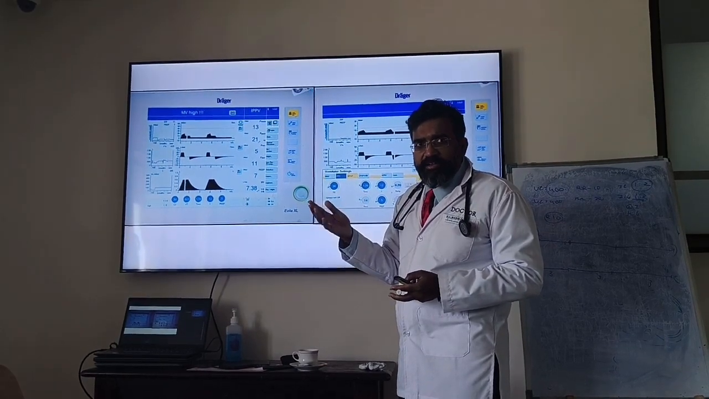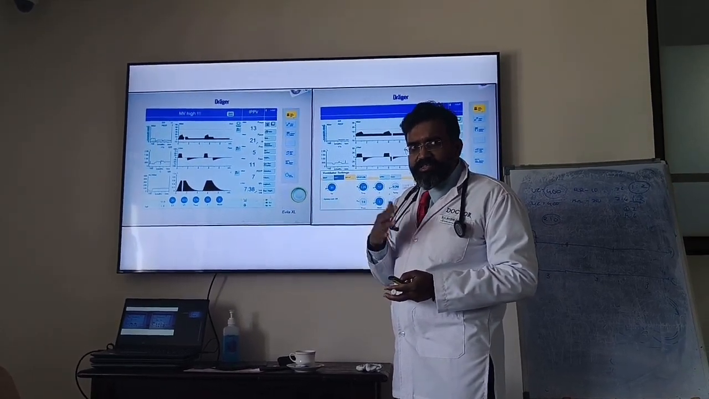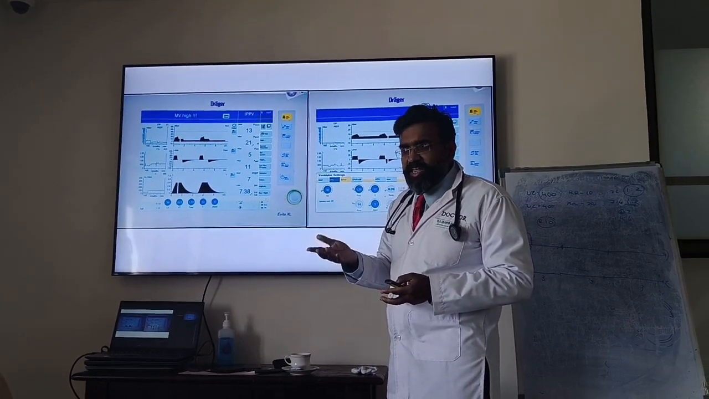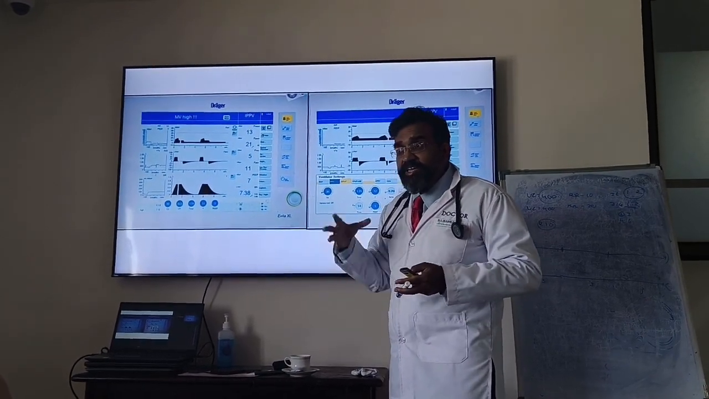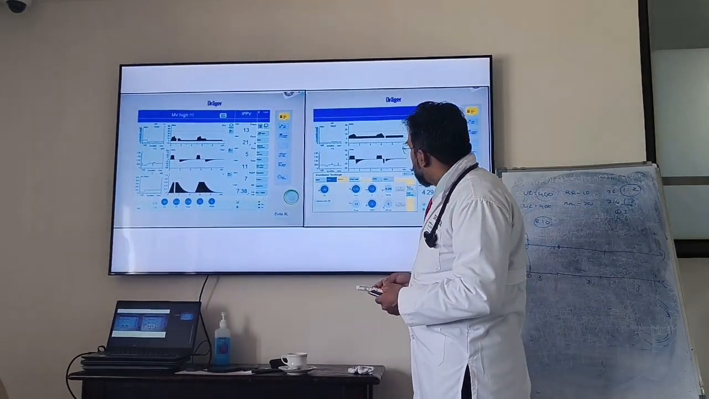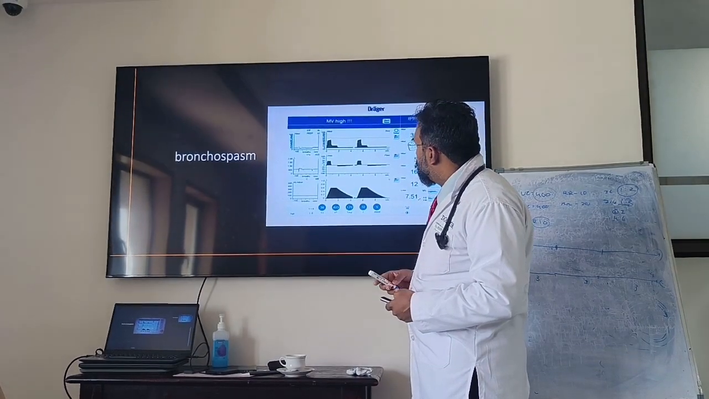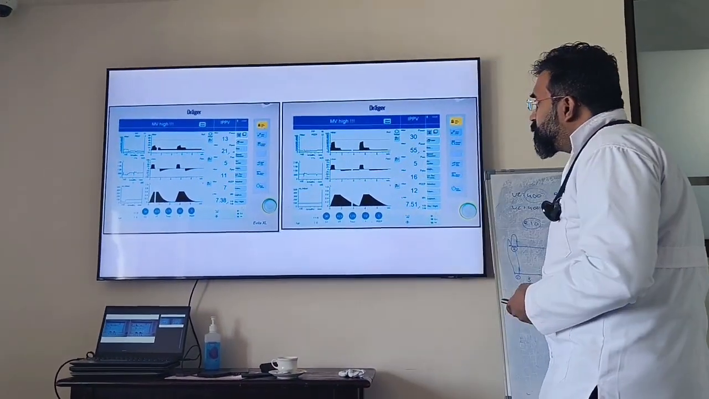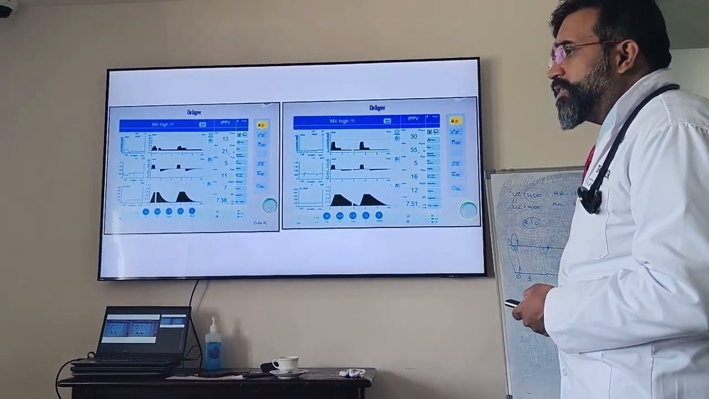If I go above that, it is bronchospasm. If it is lesser, it's compliance loss. Elastance is increased. You understand? Clear? So bronchospasm. Clear? So you see the difference between both? That's the difference now. Can you see the difference?